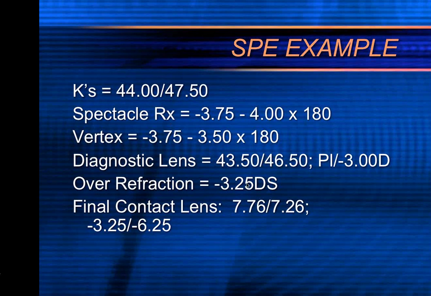And assuming that you have good centration and you have a good fit, then all you have to do is add the 3 1/4, the overrefraction, to the diagnostic lens powers. So you'll add 3 1/4 to plano, that gives you 3 1/4. You'll add 3 1/4 to 3, and that gives you 6 1/4. So there you have your powers and base curves.